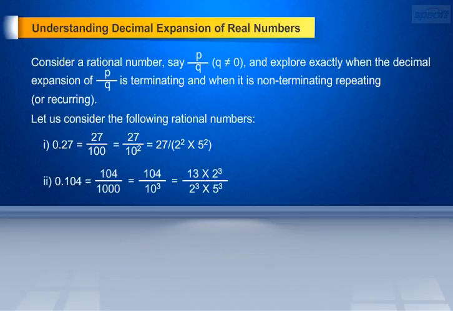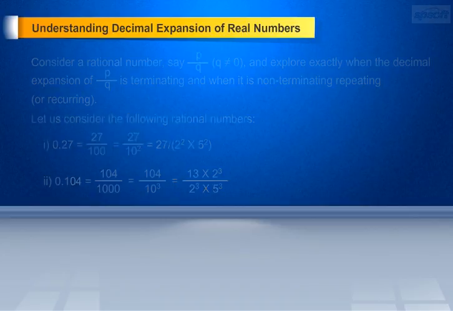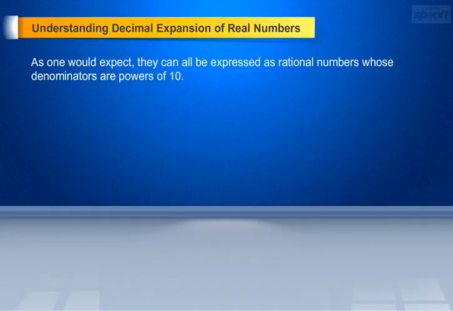Let's consider one more rational number. 0.104 is equal to 104 by 1000, which is equal to 104 by 10 cube, which is equal to 13 into 2 cube divided by 2 cube into 5 cube. As one would expect, they can all be expressed as rational numbers whose denominators are powers of 10.